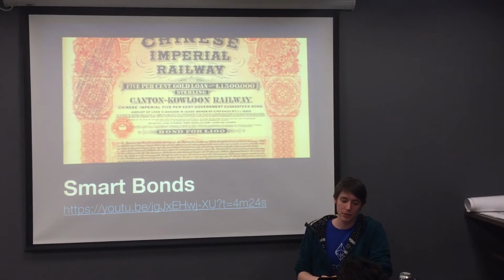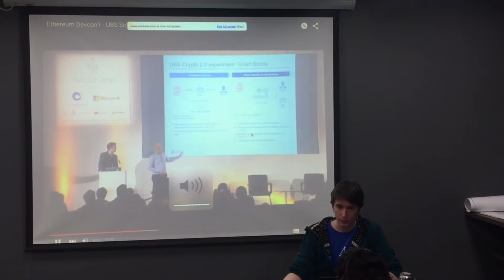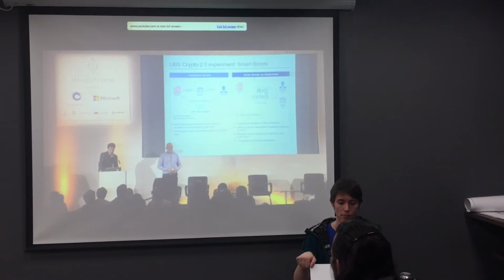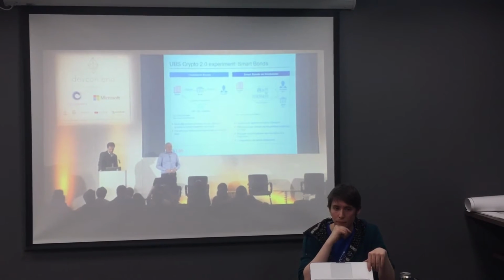Another cool concept is smart bonds. So if you want to lend money to someone, UBS in particular have built this smart bond system. This is a very, very much simplified model. In between you have a whole bunch of intermediaries, of trusted third parties.